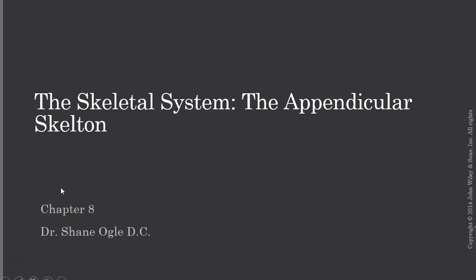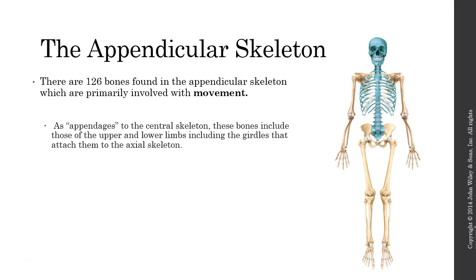Hello again. We are here with the second part of the skeletal system, the appendicular skeleton. Again, this has to do with the limbs and the girdles which hold them to the axial skeleton. So, we have 126 bones found in this part of the skeleton. They are primarily for movement of the body.